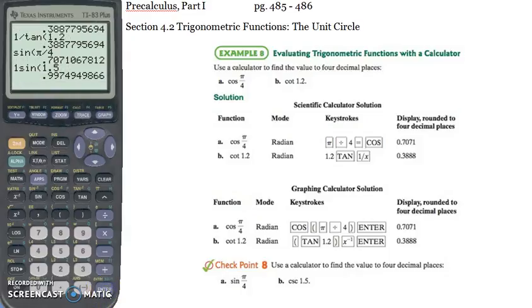I guess that 1 didn't need to be there. Oh, I didn't do it right, sorry. 1 divided by sine, sorry about that. 1.5, there we go. So it would be 1.0025 as your answer. They like you to go out to 4 decimal places.